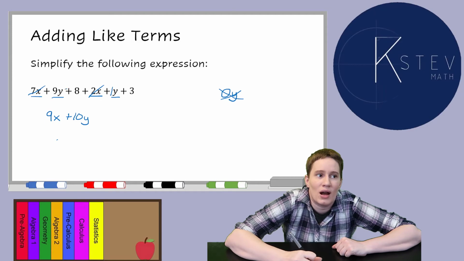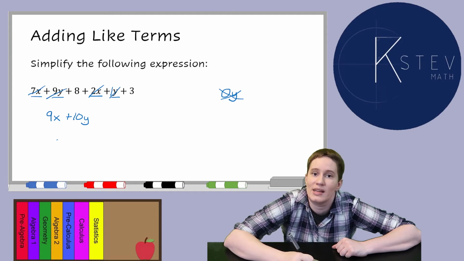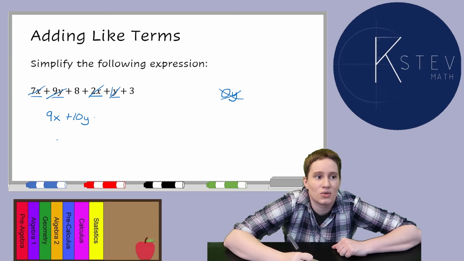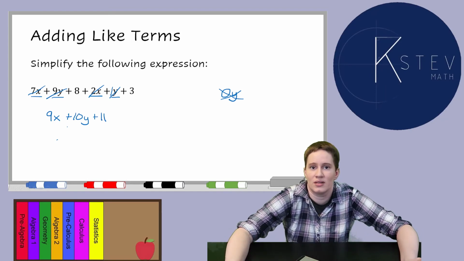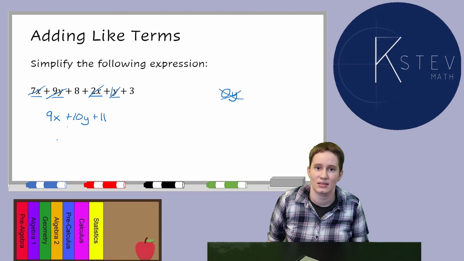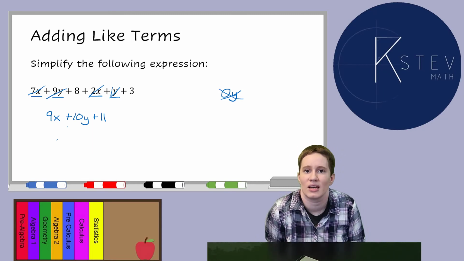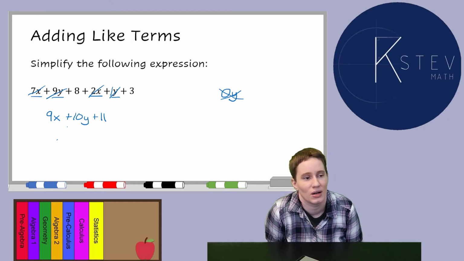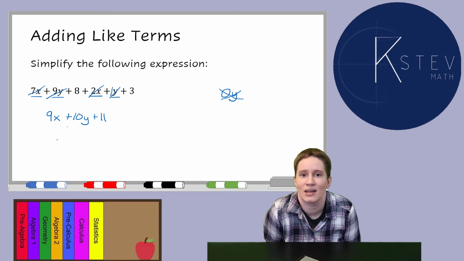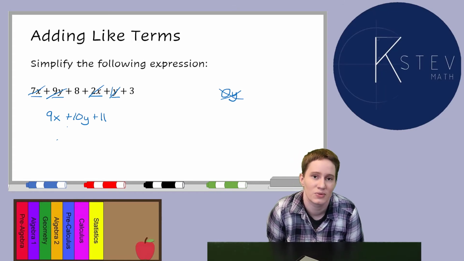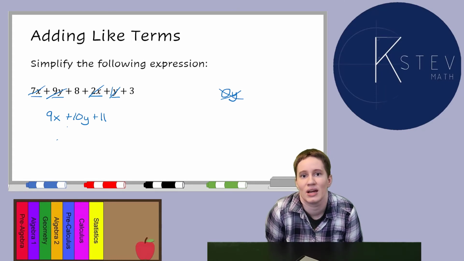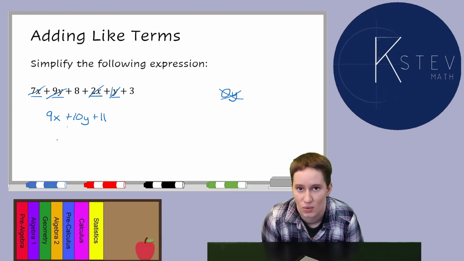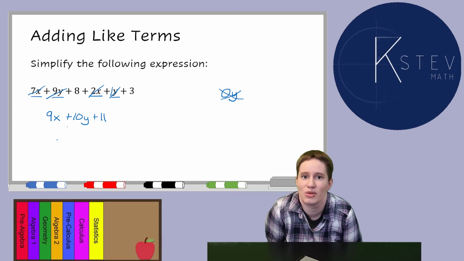So I've got my y's. Now I'm going to do 8 plus 3, which is going to give me 11. Now look at these 3 terms I have left, 9x, 10y, and 11. Can I combine any of those? Well, the answer is no. I can't combine an x with a y just like I can't combine apples with oranges. If this was saying we had 9 apples and then we had 10 oranges, we can't say we have 19 apples or 19 oranges. We have to keep them separate.